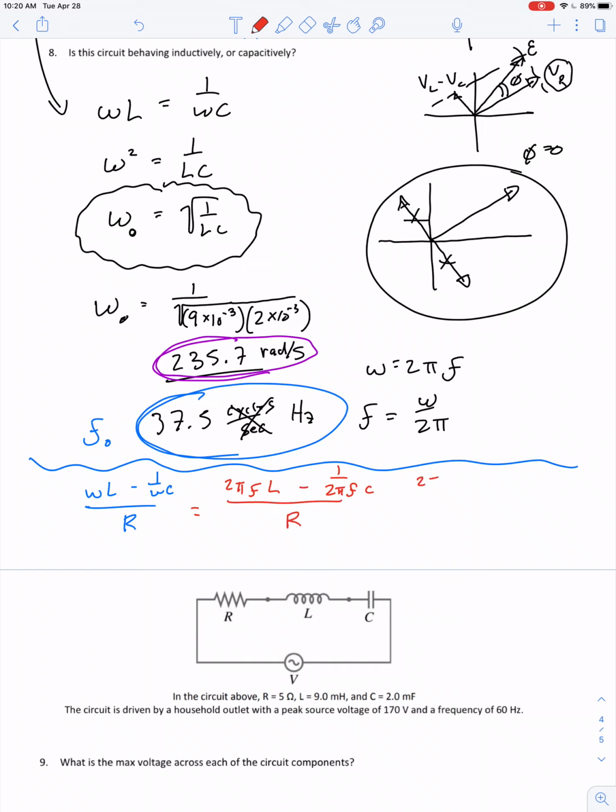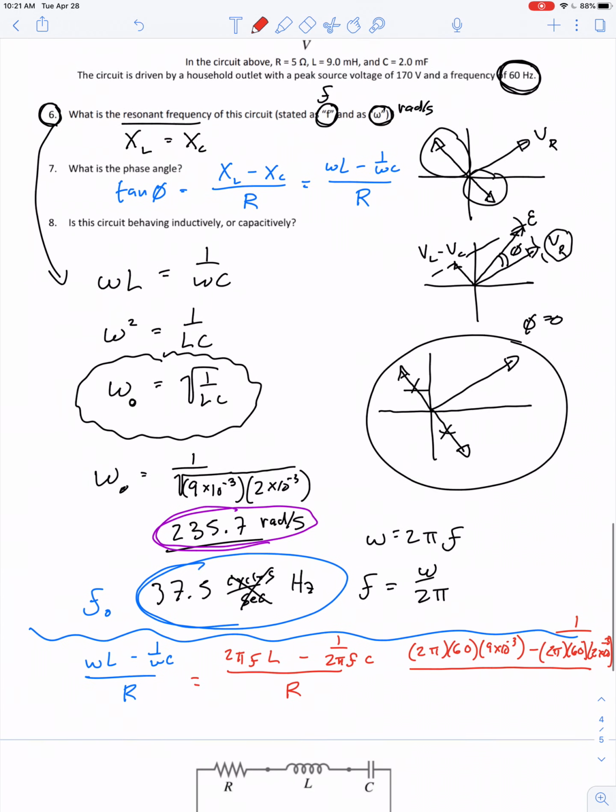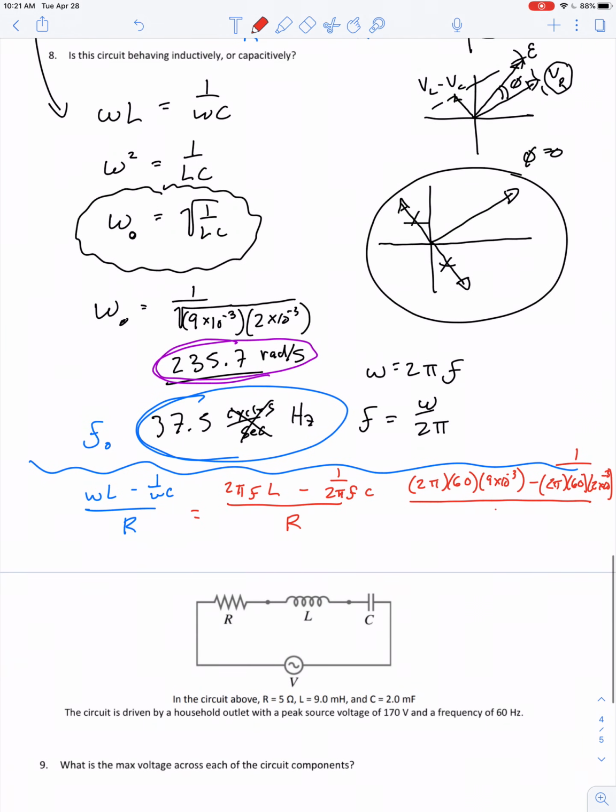R. So we have 2 pi times 60 times 9 times 10 to the negative third minus 1 over 2 pi times 60 times 2 times 10 to the negative third. Hopefully you can read that. Good thing I'm narrating. Divided by, what's the value of R? Oh yeah, 5 ohms. Okay, let's plug away in our calculators here.